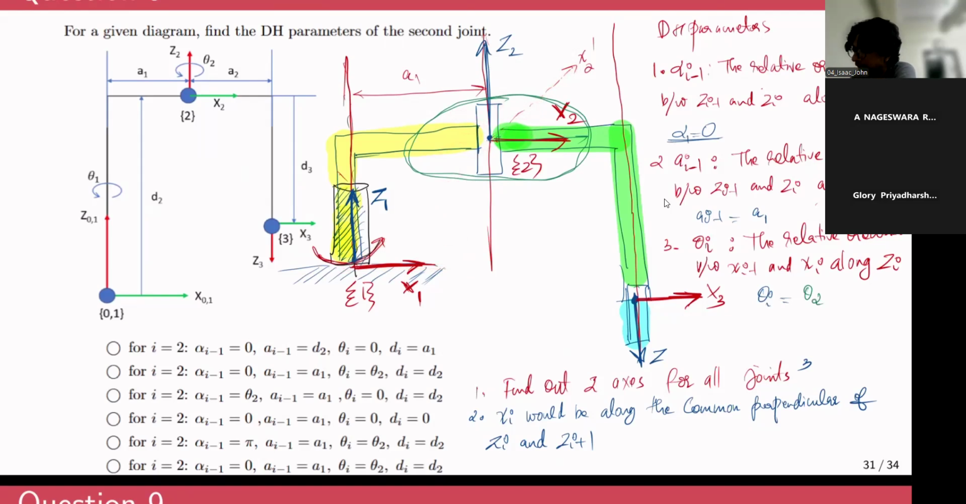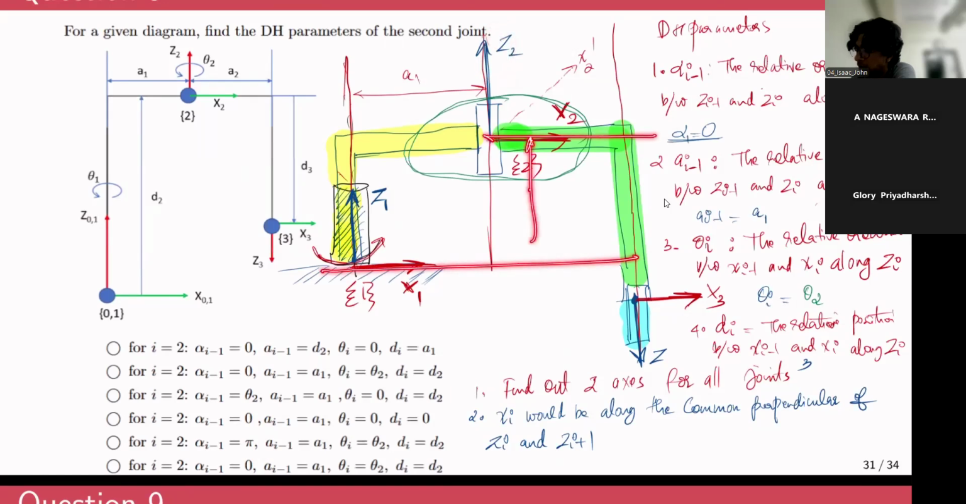And now the final DH parameter will be di. This would be the relative position between xi minus 1 and xi along zi. Now it should be the relative position between xi minus 1, which is x1, and x2 along z2. So relative position between x1 and x2 along z2.